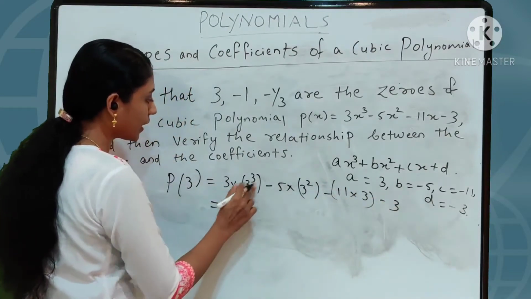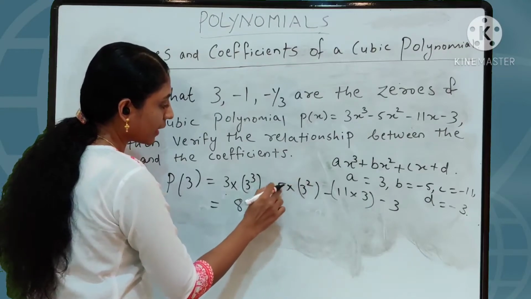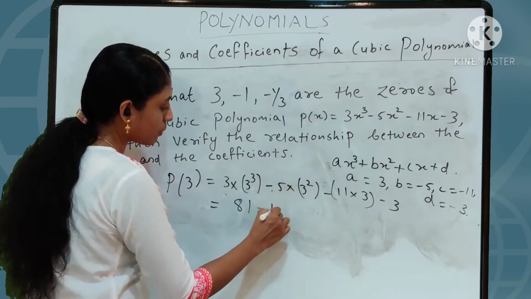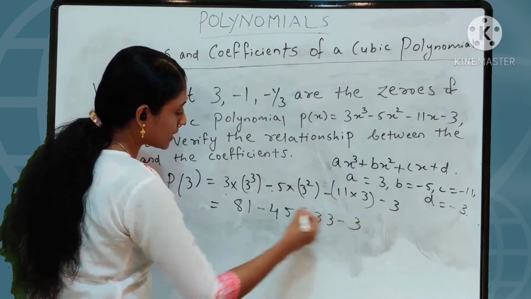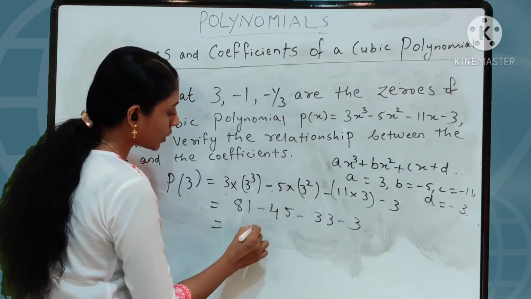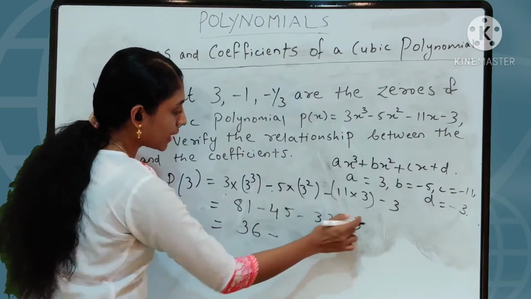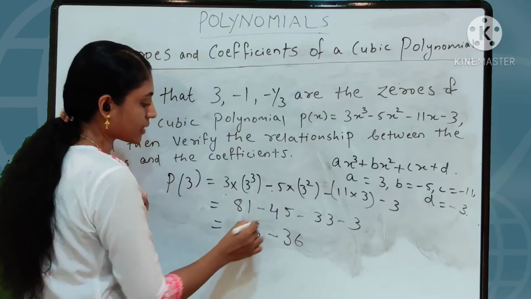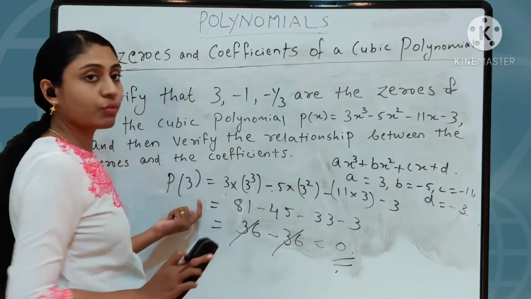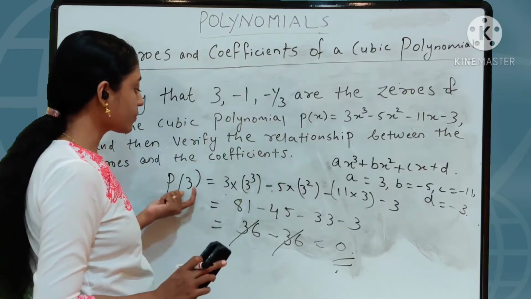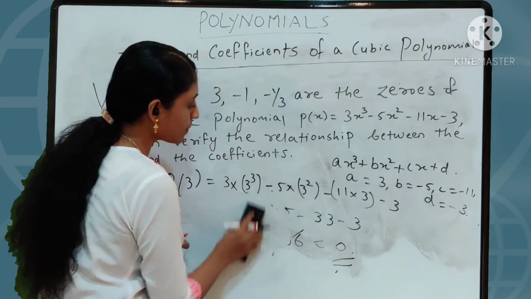What is the value? 3 cube is 27. 27 into 3 is 81. 3 square is 9, 9 into 5 is 45. So negative is there, so minus 45. Minus 11 into 3 is minus 33, minus 3. So 81 minus 45, what is the answer? 36. Minus 33 minus 3 is minus 36. So this gets cancelled. The value is 0. That means one zero of this equation is p of 3, that is x as 3. So one zero we got, and that zero is plus 3.